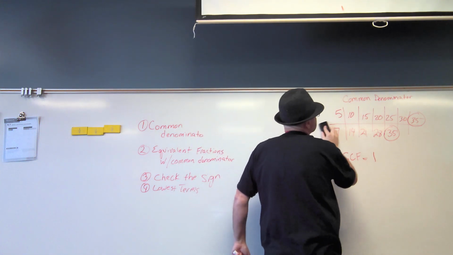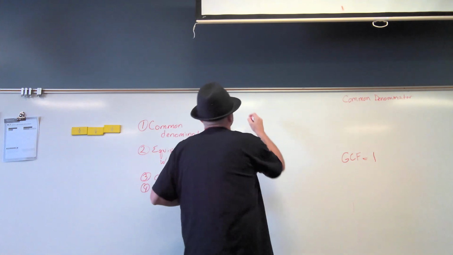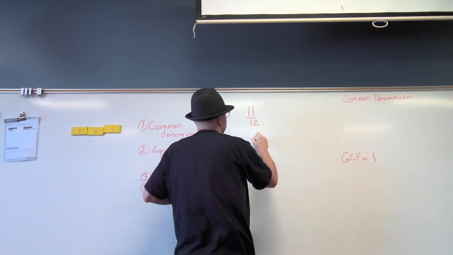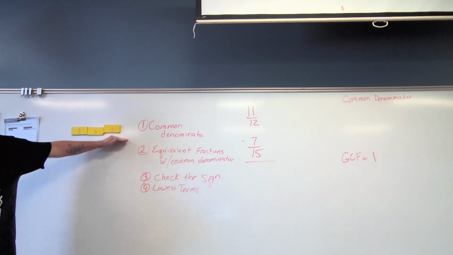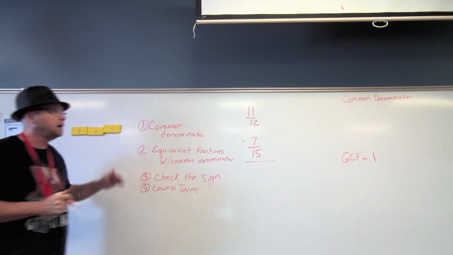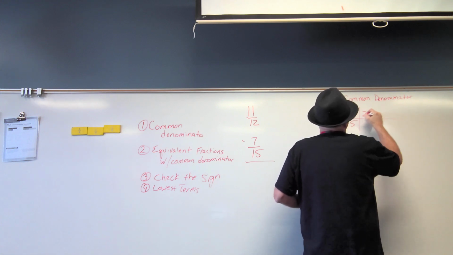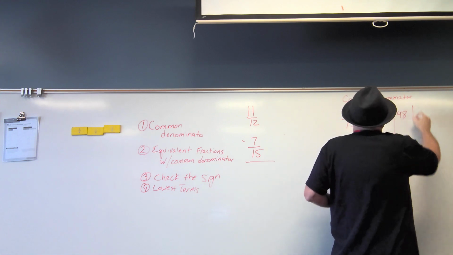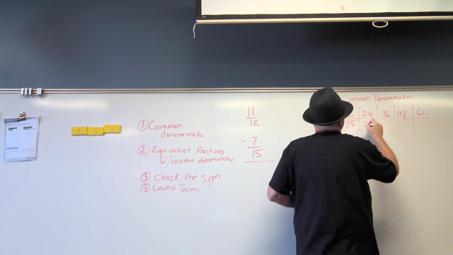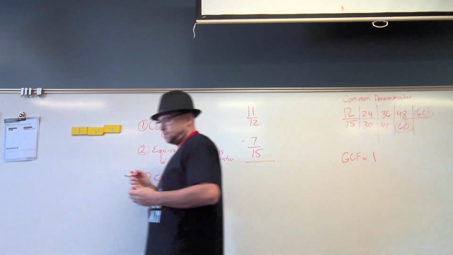Let's see here. We'll just wipe that out. And then we're going to do 11/12 minus 7/15. 11/12 subtract 7/15. Do we have a common denominator? No, not yet. So I have to list my multiples for 12 and 15. 12, 24, 36, 48, 60. 15, 30, 45, 60. So my common denominator is 60.